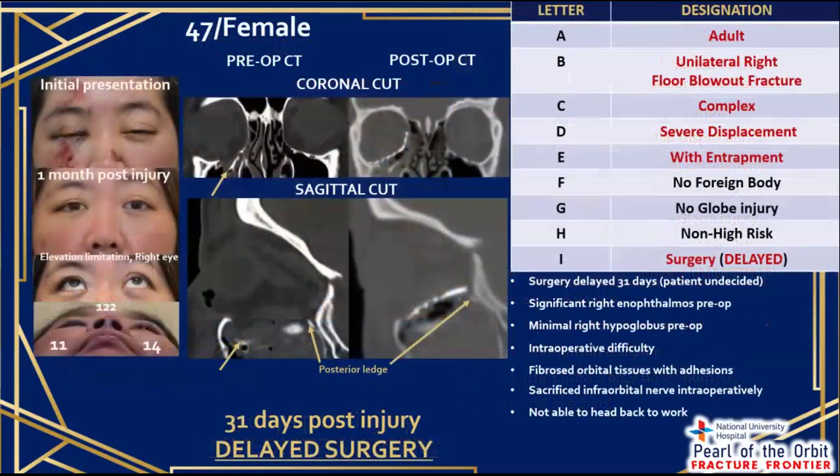This one is an adult unilateral right floor blowout fracture, which was complex, severely displaced with entrapment, no foreign body, no globe injury in a non-high-risk patient wherein surgery was delayed. This 47-year-old lady was advised to undergo fracture repair, however, had delayed her surgery as she was still undecided at that point in time. The operation was done 31 days post-trauma. We did encounter intraoperative difficulty due to the fibrosis of the orbital tissues, and unfortunately, even the infraorbital neurovascular bundle was obstructing the plane of dissection and had to be cauterized and cut intraoperatively in order to clear the plane for the placement of the titanium implant.